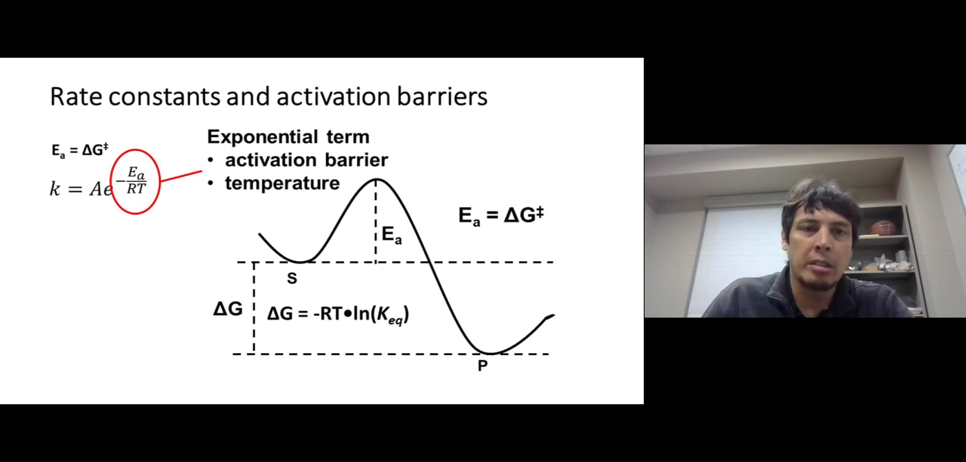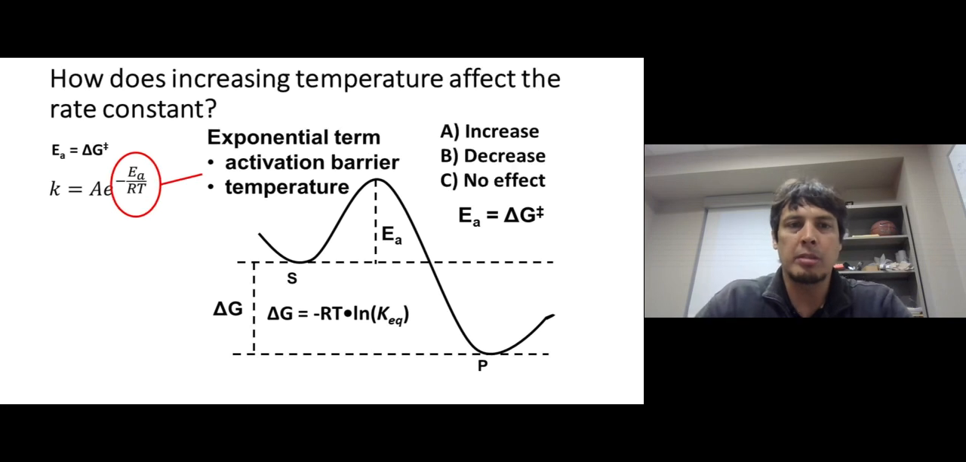So R is a constant, so that's not going to change dependent on reaction conditions, but temperature might, okay? And so the question is then, how would temperature affect the rate constant? So take a second, consider if temperature would increase, decrease, or have no effect on the rate constant. So pause your video, and then we'll discuss.